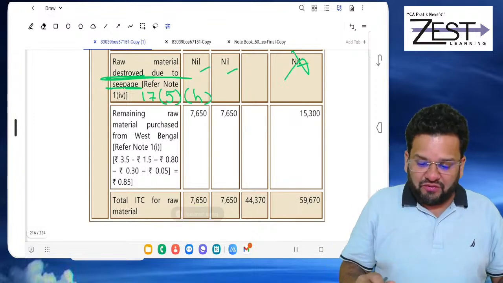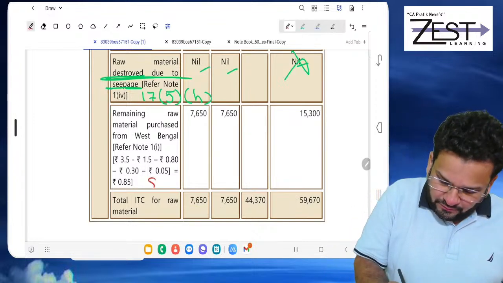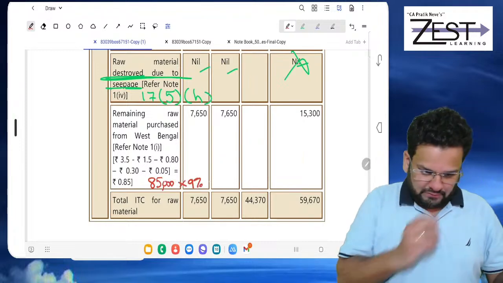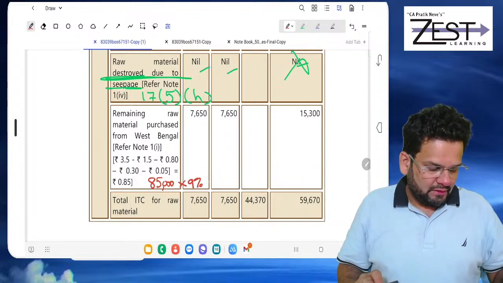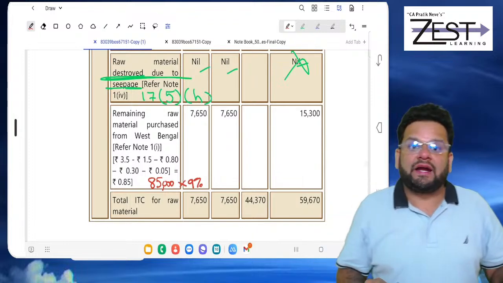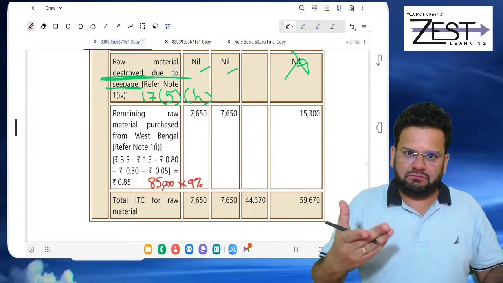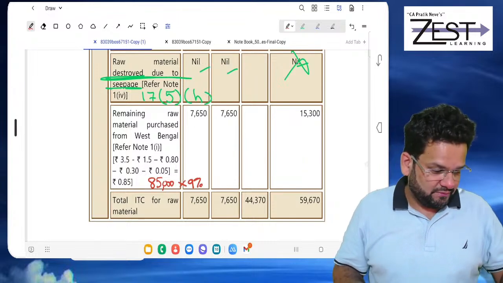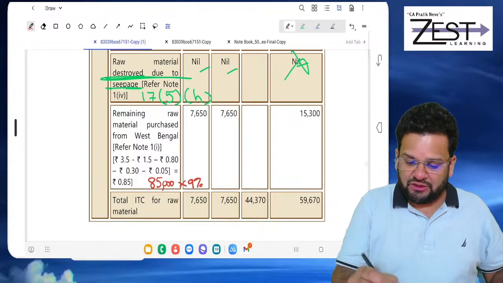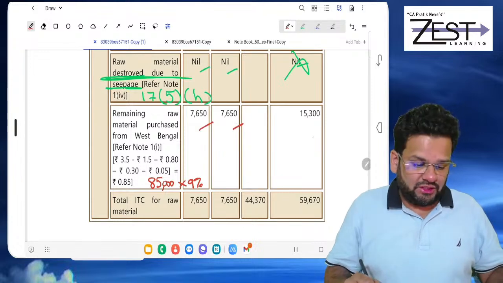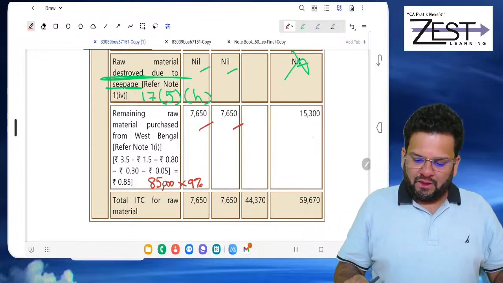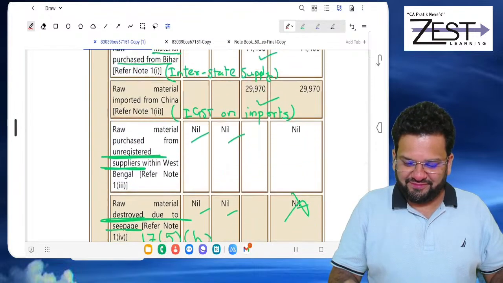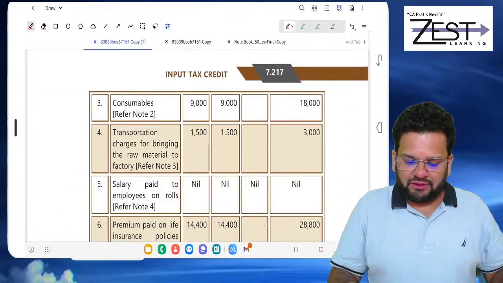Yes. So do 85,000 into, this is your intrastate purchase. So into 9% each. Ashima, you did not subtract that of lost because of damage and all. You did not take that into consideration. So take that also into consideration. You will get 7650 each. Okay. Did you understand, all of you? So raw material is sorted.